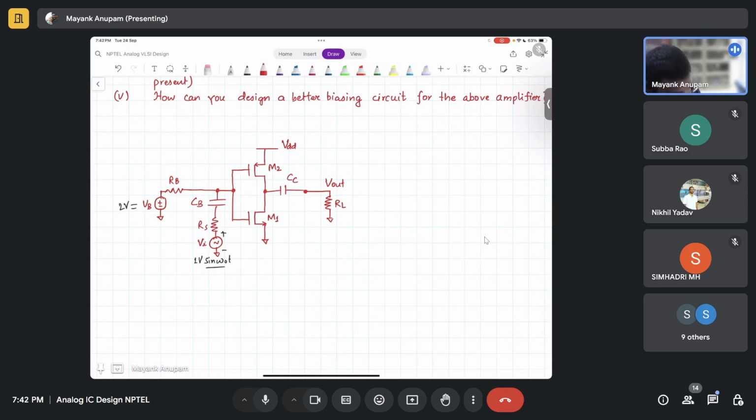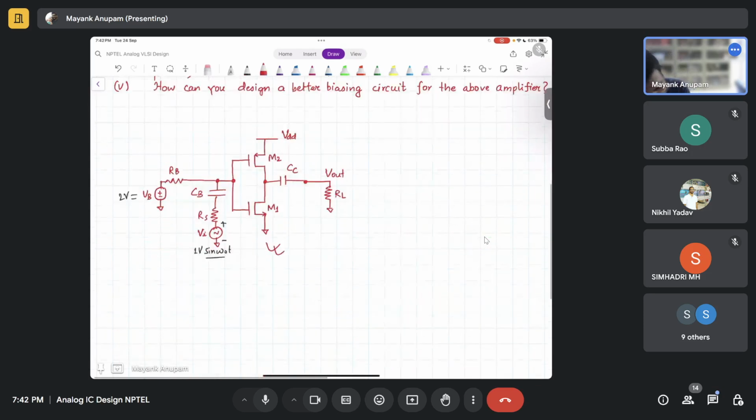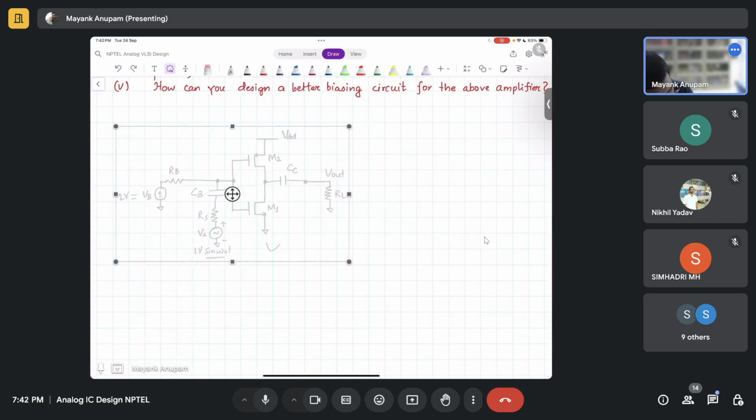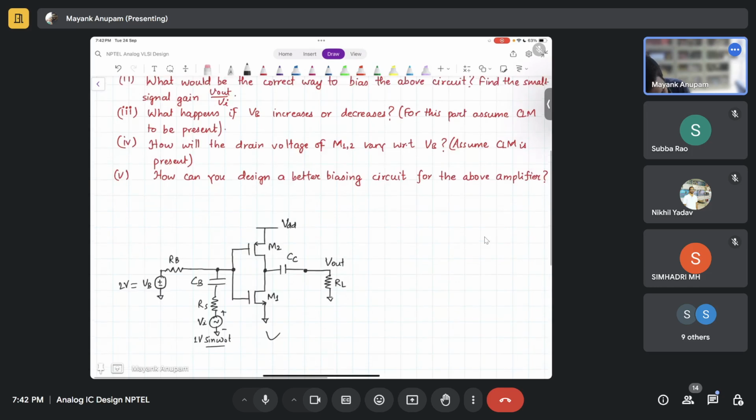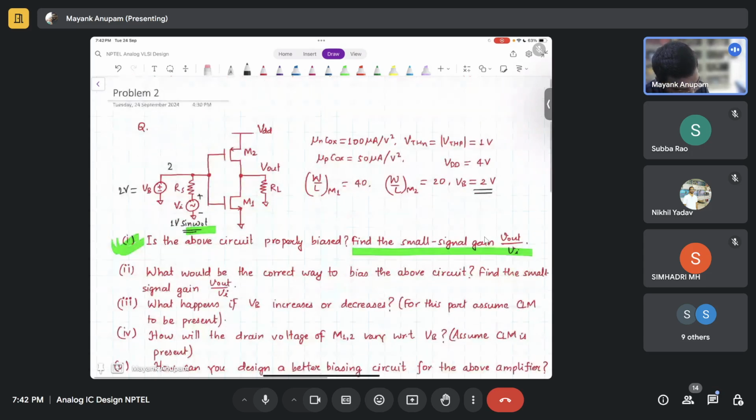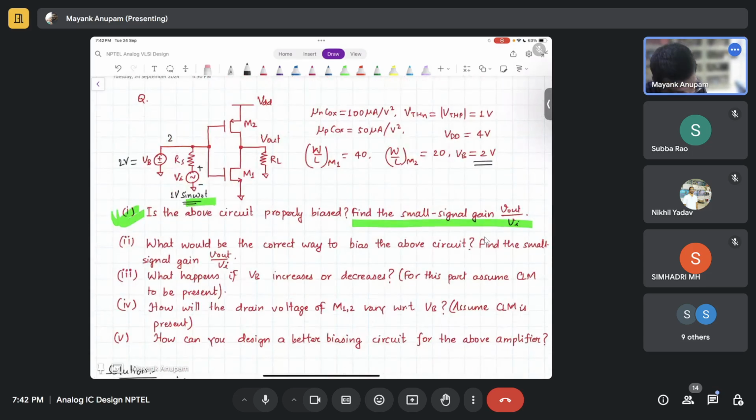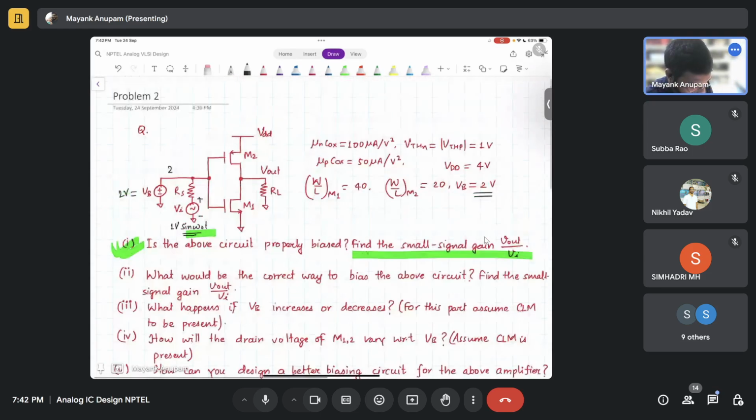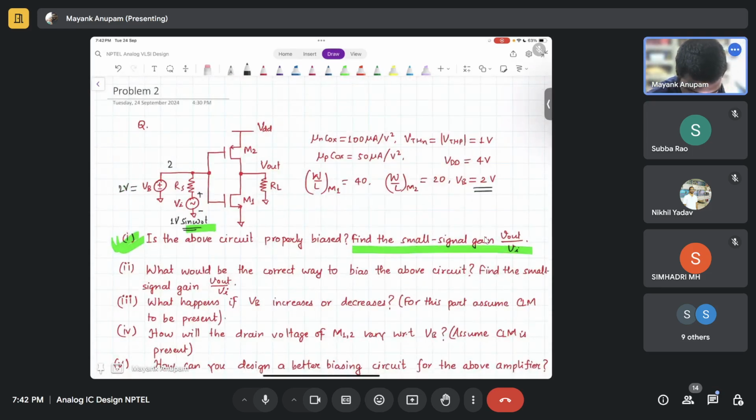So this is the complete biasing circuit. Now that we have done the first part, I would like you to try the other parts yourself. Try to come with answers the next session that we meet.